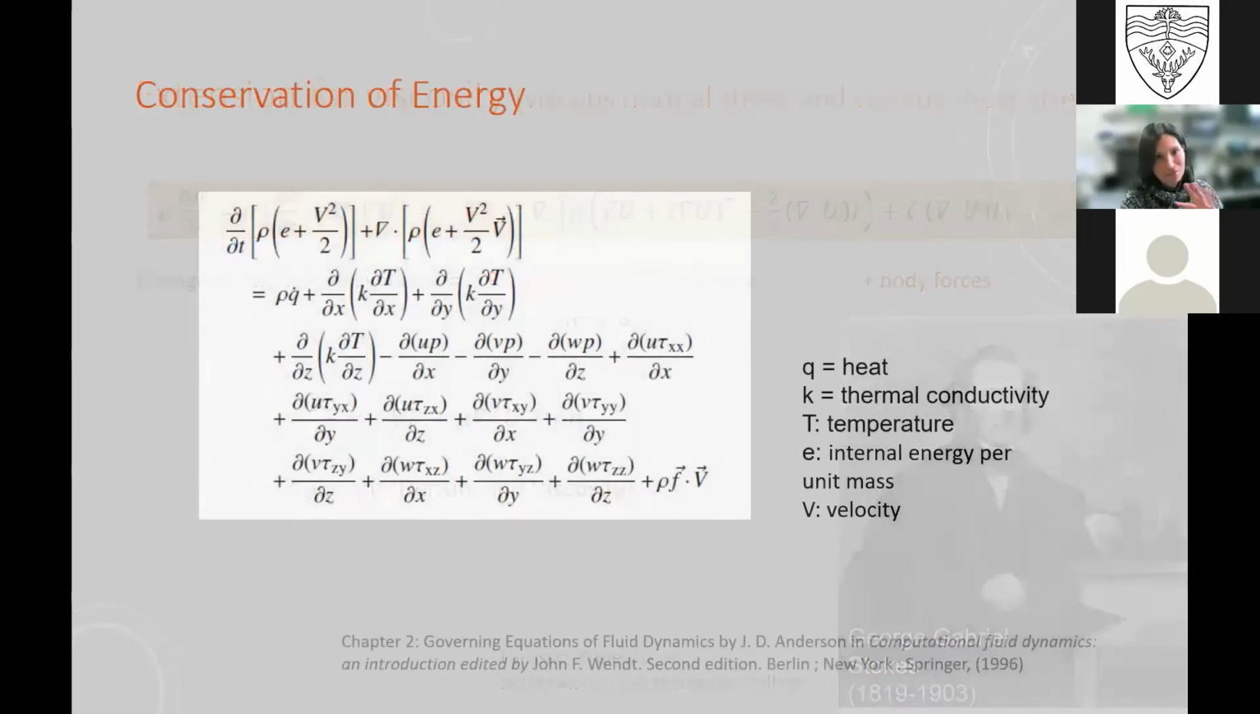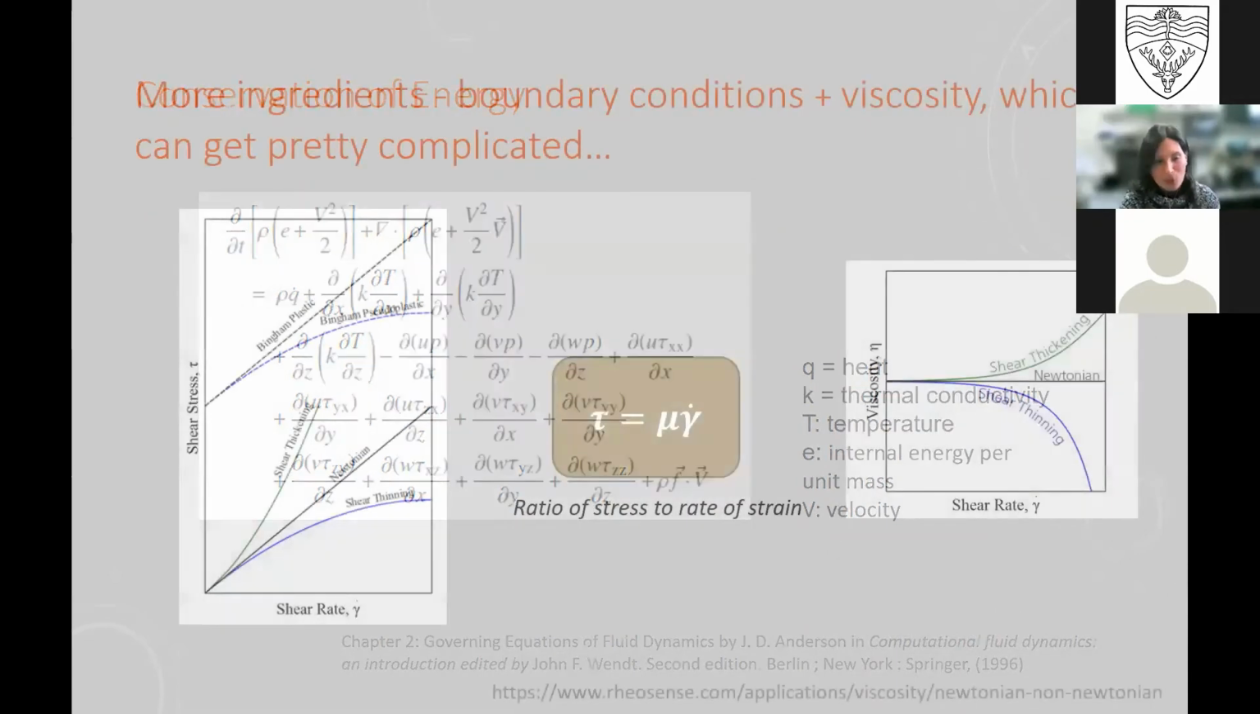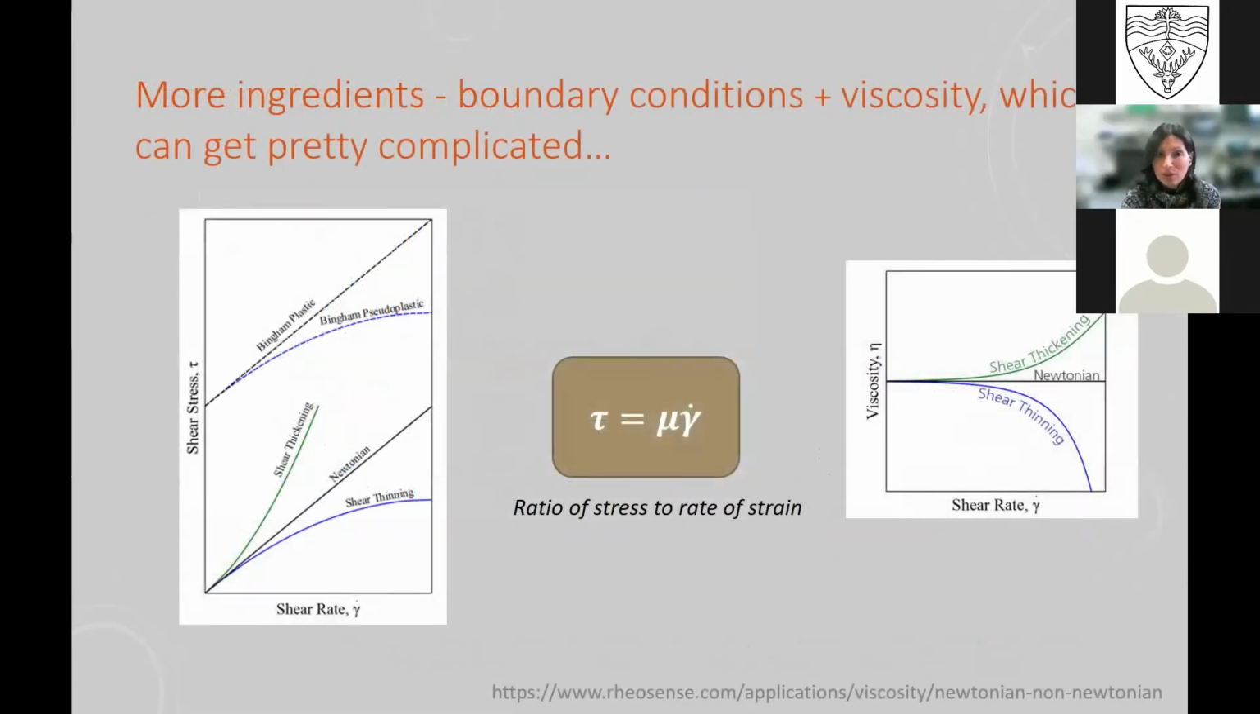If we go to energy, again, this gets quite mad. You have way more things to consider, and there are more ingredients to it. You have to use boundary conditions, which again actually help you in sorting things out. And then there's viscosity, as I was mentioning. What is viscosity? Basically, it's what defines the resistance of a fluid to flow, and it's defined as the ratio of stress to the rate of strain.